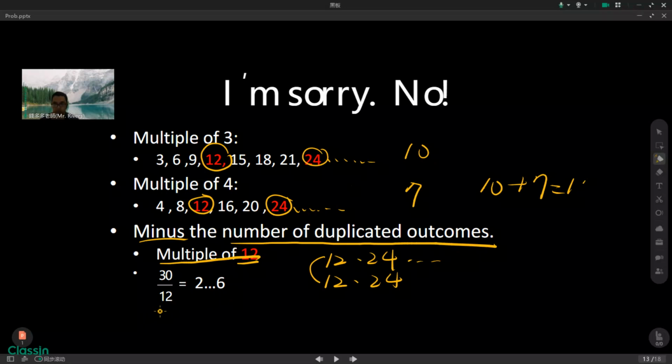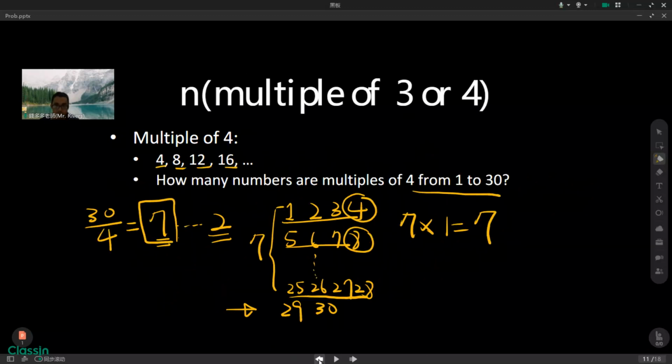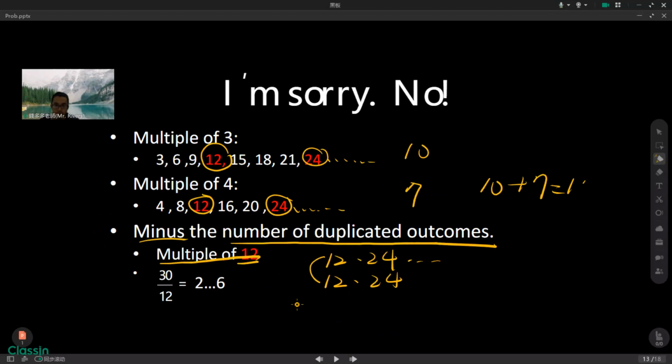According to the rules we already learned on the last 2 pages, we use the total number divided by the multiple of something. To find the multiples of 12, we just use 30 divided by 12. The quotient is 2, remainder is 6. It means that there will be 2 groups, so there will be 2 numbers which are multiples of 12. And there will be 6 numbers left over which cannot form a complete group, so just ignore them.